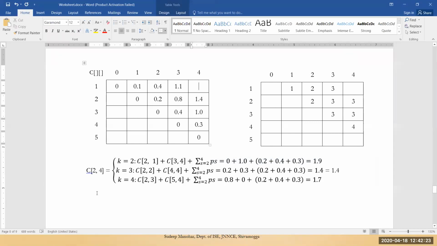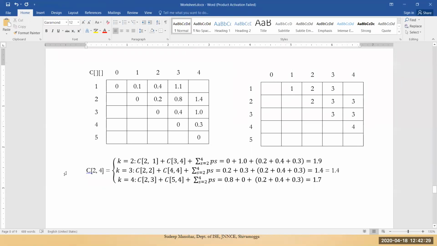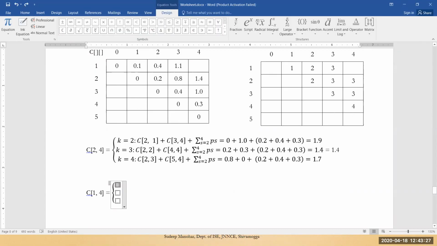Okay, next we'll move to the next step. That is C of 1 comma 4. This is the last step. C of 1 comma 4. We need 4 entries now because k gets the values from 1 to 4. This is k is equal to 1.